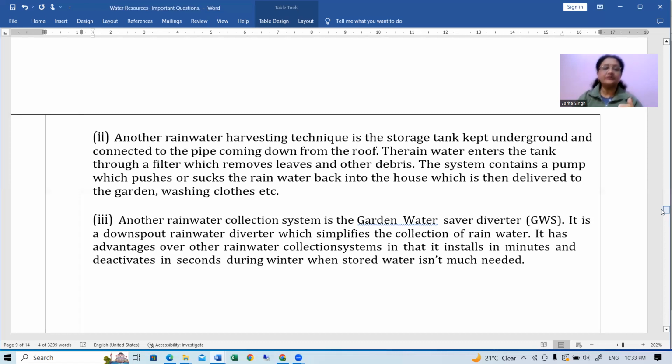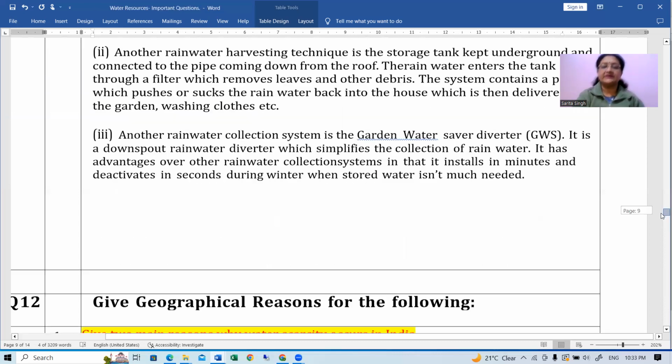Then another rainwater collection system is the groundwater saver diverter. It is a downspout rainwater diverter which simplifies the collection of rainwater. It has advantages over other rainwater collection systems in that it installs in minutes and deactivates in seconds, which we discussed in the earlier part. So these are the different methods.